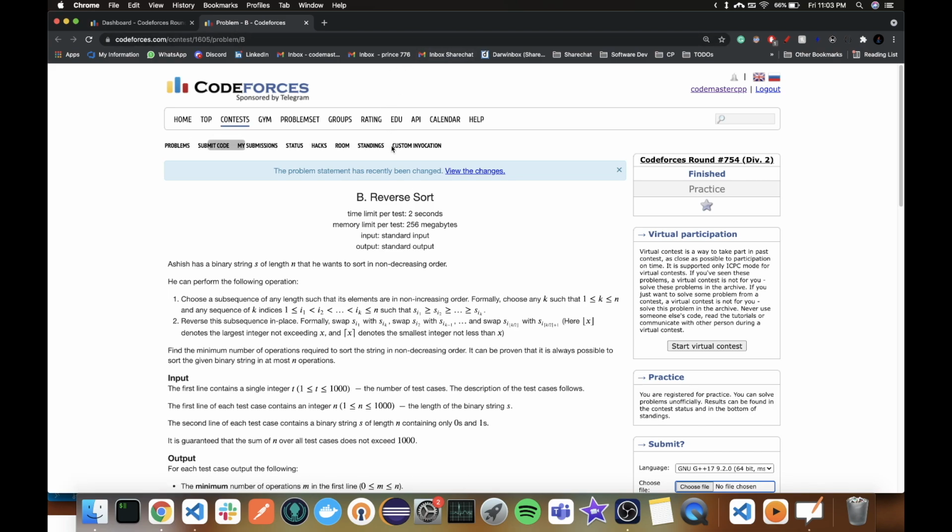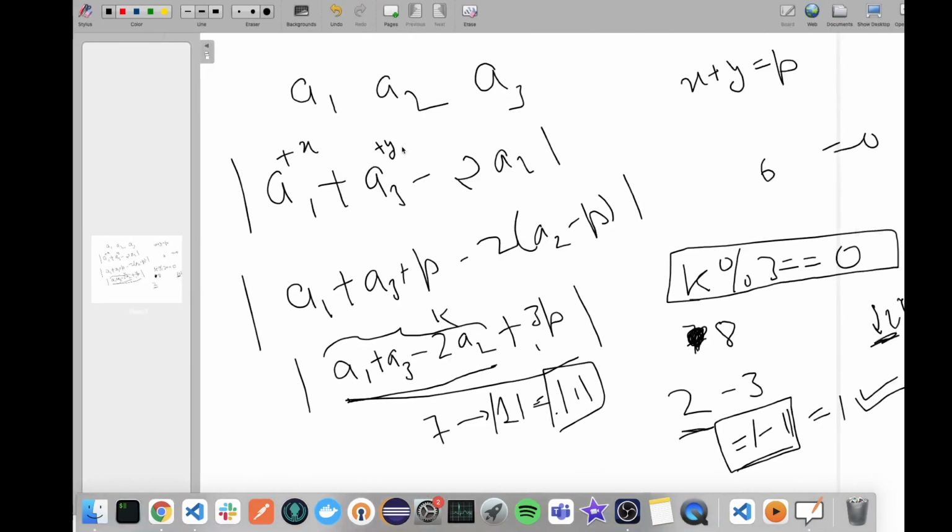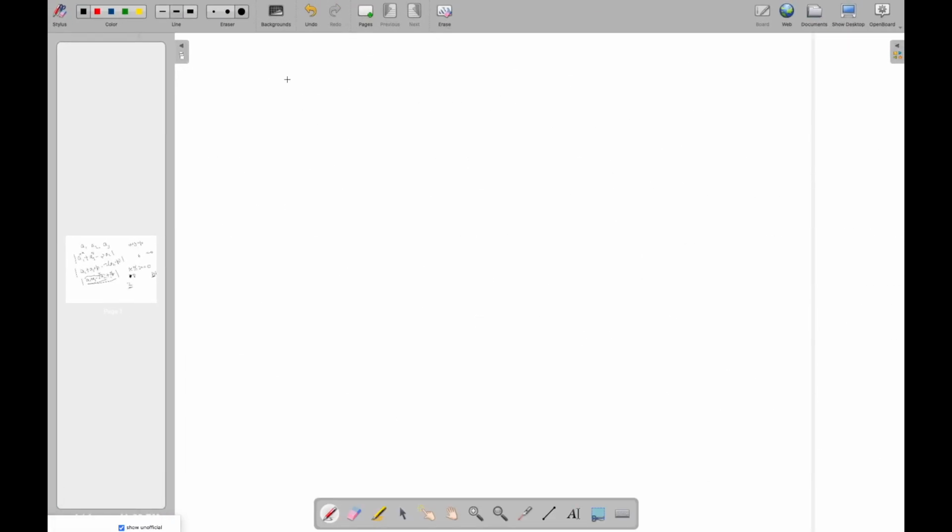Okay, so problem B. This was simpler in my opinion. In my opinion, everything was simpler than A. So we have a binary string, and what we want to do is convert it into an increasing sequence, or non-decreasing, not strictly increasing, just increasing sequence.